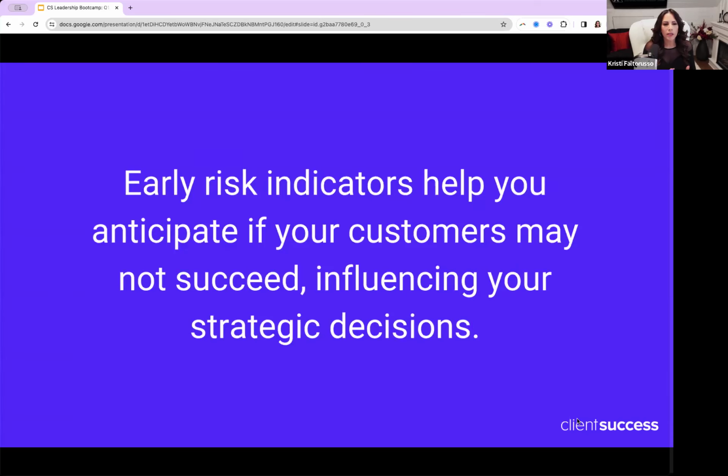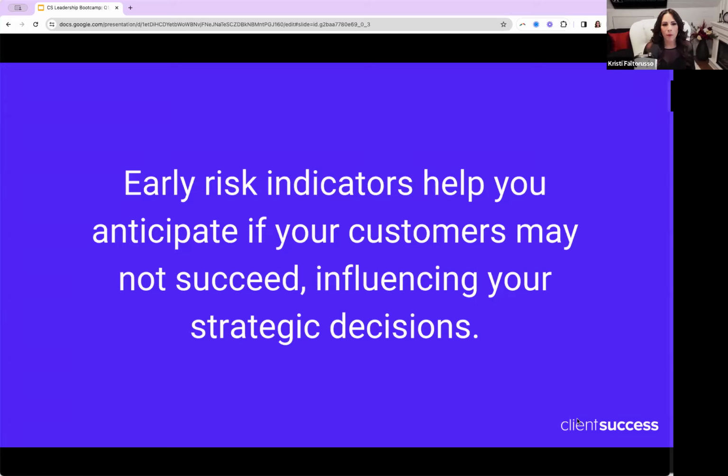So I always say that early risk indicators can help you anticipate if your customers may not succeed, right? And this is important in influencing your strategic decisions. So it's important to get ahead of that. I know a lot of us focus on lagging indicators because sometimes it's how we're reporting on things. And we're going to get into so many examples. I'm going to unpack this and why certain lagging indicators really aren't lagging indicators, or why certain leading indicators are not the leading indicators, and make sure that we're all working off of the same sheet of music.